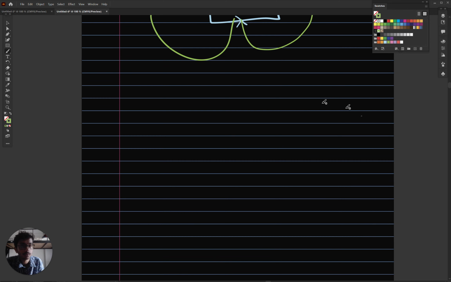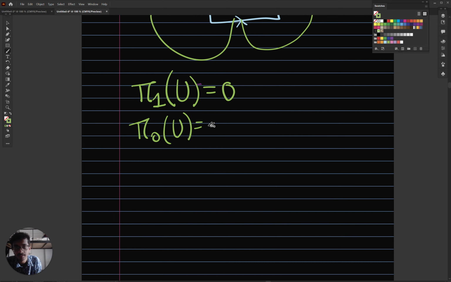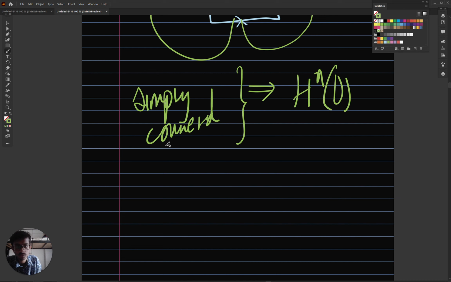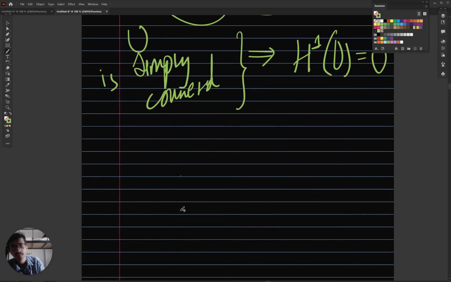I would give you two more theorems. If your space is path connected and simply connected, then this implies that H1 of U is 0, but the reverse of this is not true. Your H1 might be 0 but the space might not be simply connected. And that's why homology, cohomology, and fundamental groups are not the same. They are not at all the same.